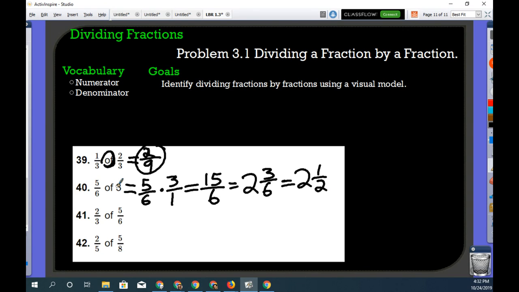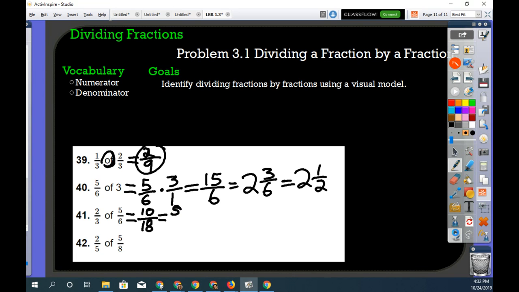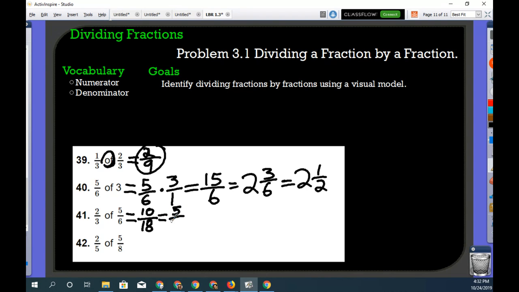Let's go ahead and take a look at 2/3 of 5/6. This one, we're just going to multiply straight across. 2 times 5 is 10. 3 times 6 is 18. We realize that 10 and 18 have a common factor of 2. So we're going to reduce by 2. This is 5. 18 reduces by 2. That's 9. So 5/9 is the answer there.